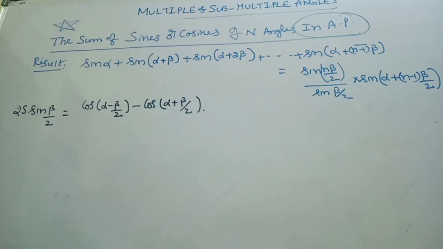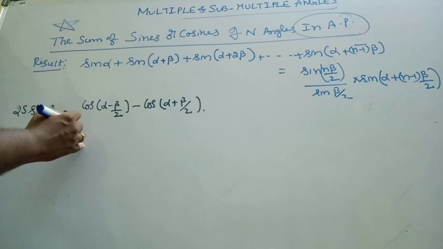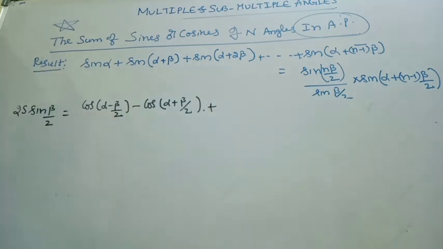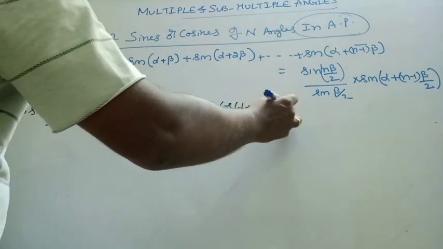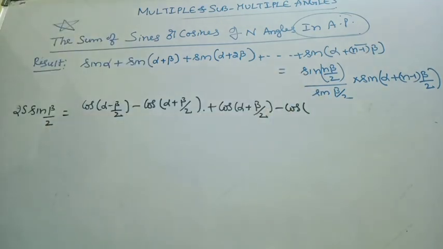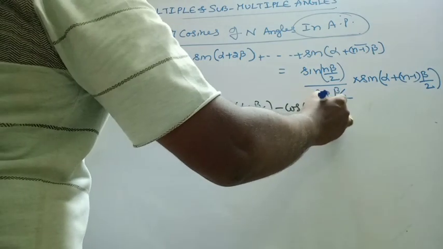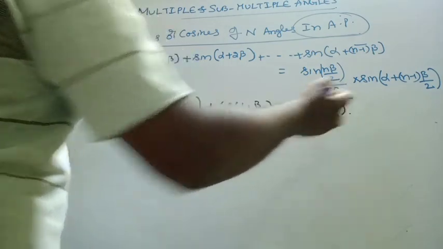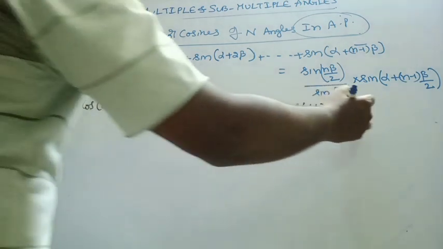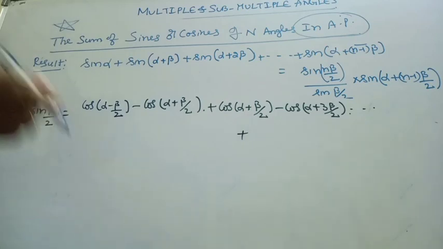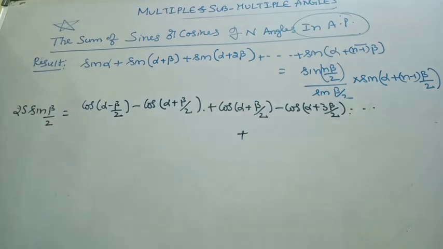Next, 2 sin of (alpha plus beta) sin beta by 2, that we have written as plus the next term, cos of alpha plus beta by 2 minus cos of alpha plus 3 beta by 2, like this. Right? Wonderful. Like that, the last term also, so on. Okay, we have written the last term. What is that last term? 2 sin beta by 2.